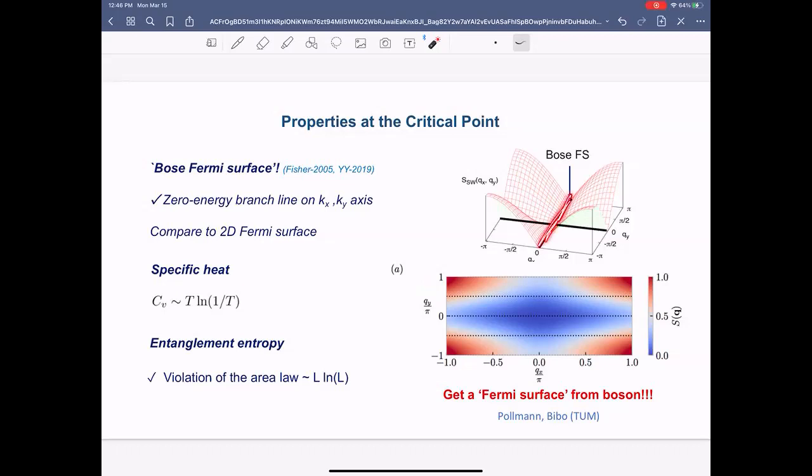So at a quantum critical point, the zero energy mode is not just localized at small momentum, it is extended along both the x and y axes, and hence the specific heat will be pretty different at a quantum critical point. It should scale as T log T because we have an excessive number of zero energy modes on two axes. In the meantime, at a quantum critical point, the ground state wave function has a very long range entanglement entropy, which scales as L log L because of this Bose type of Fermi surface with an excessive number of zero energy modes along two axes.